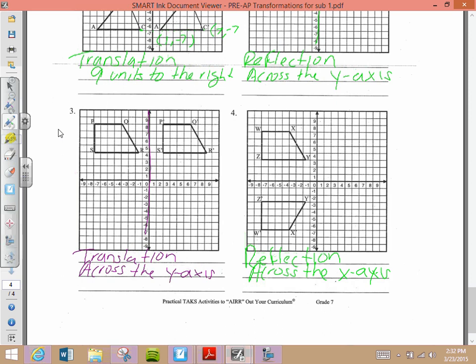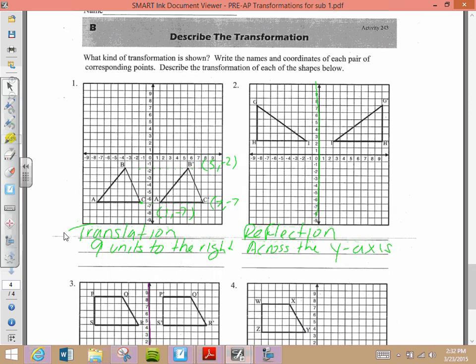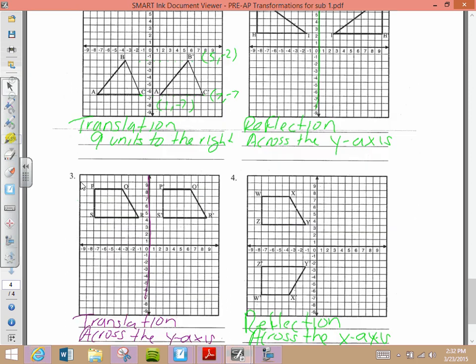All right, just letting you know ahead of time, for your homework, you will have to get the coordinates of each. If you already have it, that's fine.